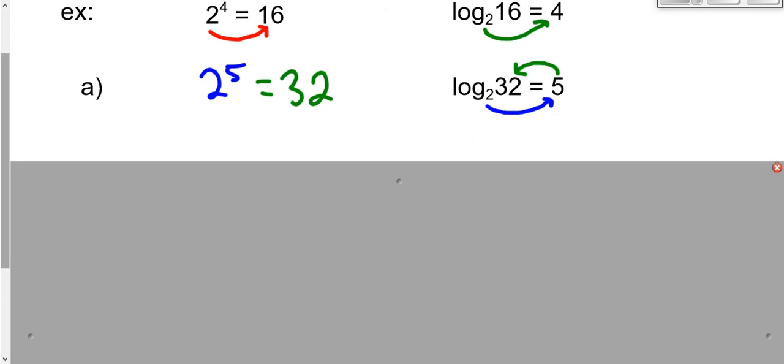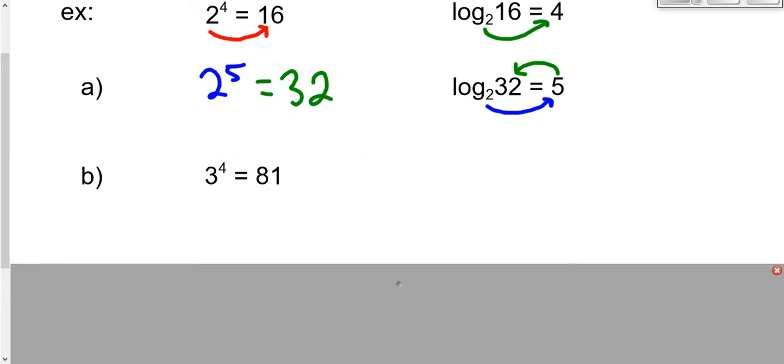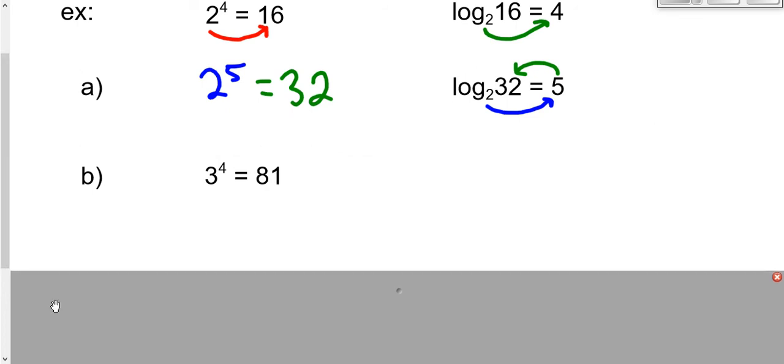Let's go ahead and take a look at example B. In example B, we've started with an exponential form, and we want to turn it back into a logarithm. So we're going to have to roll this back to a logarithm. So go ahead and take a second and try it on your own. Pause the video if you need to, and press play when you're ready to go.